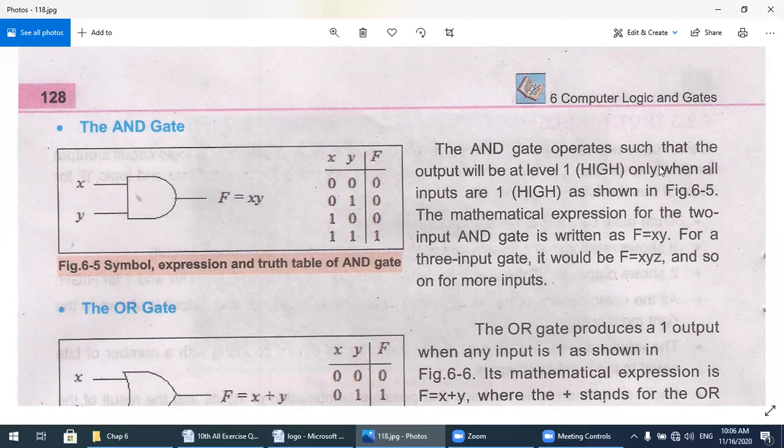The AND gate operates such that the output will be at level high only when all the inputs are 1. Watch here, over here 1 is there, over here 1 is there, 1 and 1 result will be 1. The logic gate symbol used for the AND is D-shaped, with two inputs generating a single output. So when these two inputs are passed through the AND gate, it will be x dot y, or you can write this as xy.